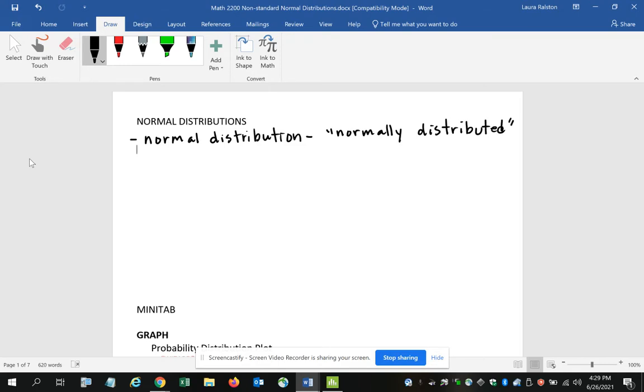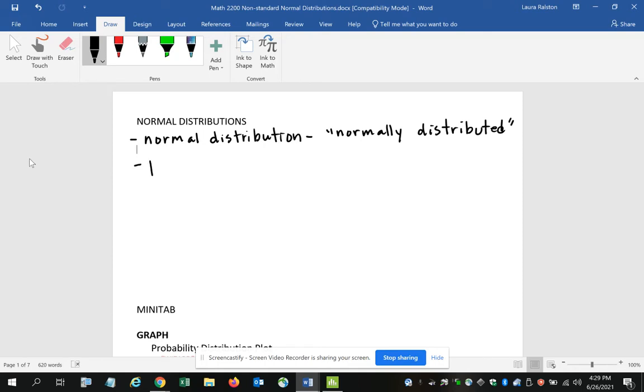Again, the verbiage could change from scenario to scenario, but you have to know that you're dealing with a normal distribution. That's also a big plus for you because it will hopefully help you recall this particular process that we're going to focus on here in just a minute.